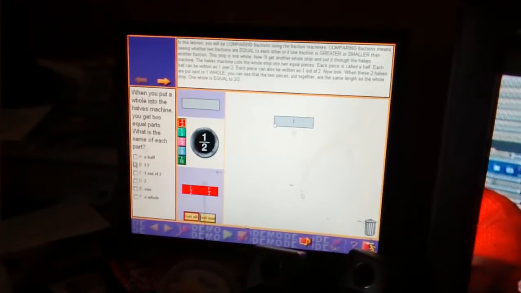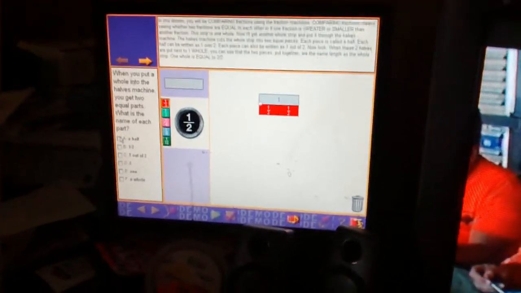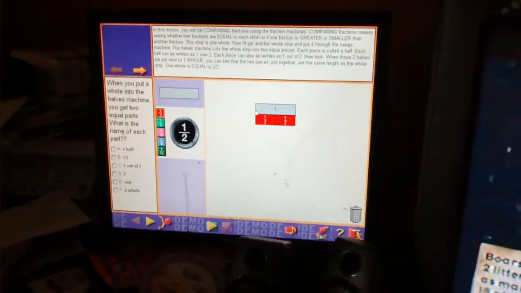Now look. When these two halves are put next to one whole, you can see that the two pieces put together are the same length as the whole strip. One whole is equal to 2 over 2.